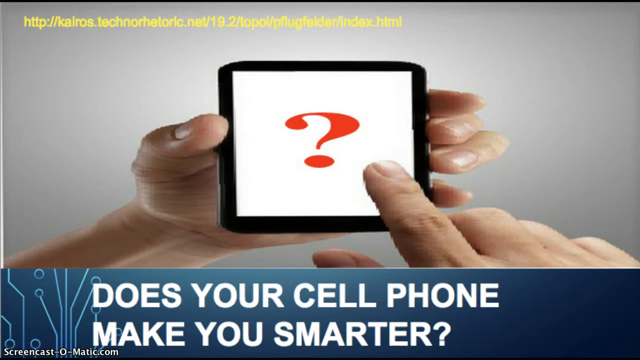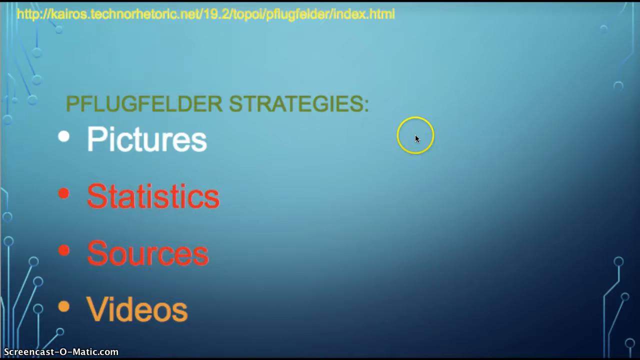His claim is that using cell phones a lot leads to psychological problems. This claim is very effective to show and convince the readers to understand the influence behind the technology of cell phones that we use in our daily life. Flickfelder's main strategies are to use pictures, statistics, sources, and videos. These strategies appeal to the emotional credibility and curiosity of his readers at the same time.